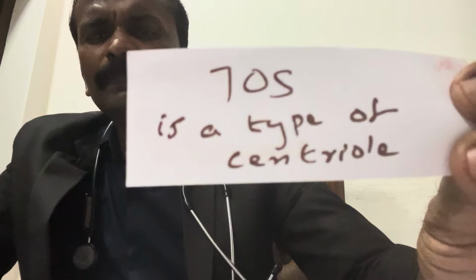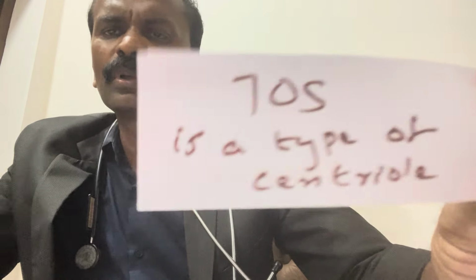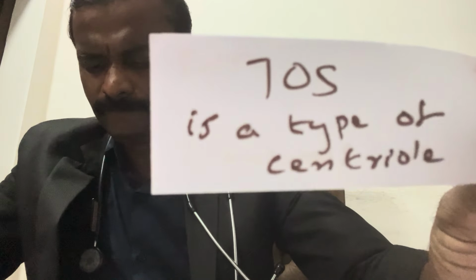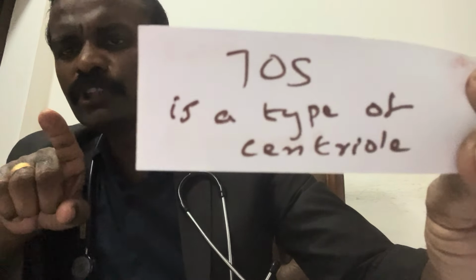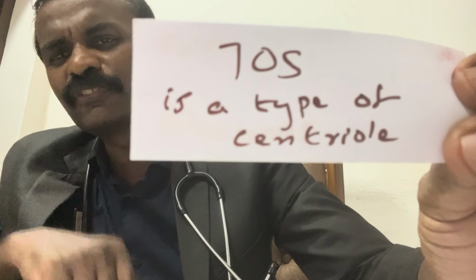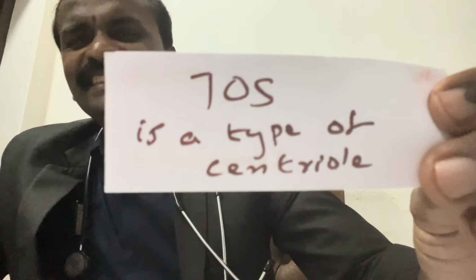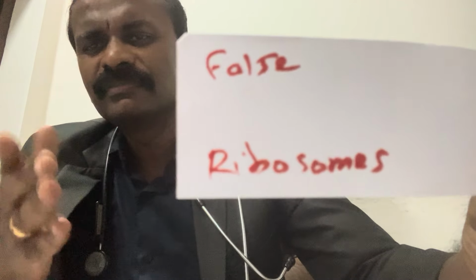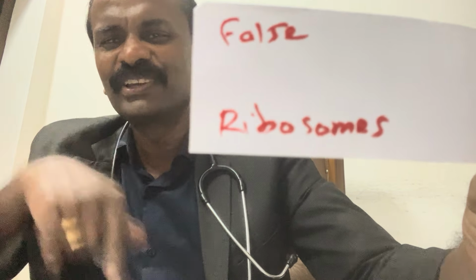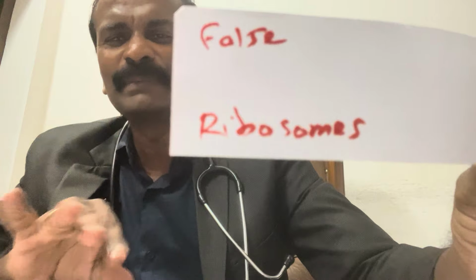70S is a type of centriole. True or false? If you know this point, you can underline or match the following. 70S is a type of centriole. True or false? It is a type of ribosome. Match the following. Okay. 70S ribosome.